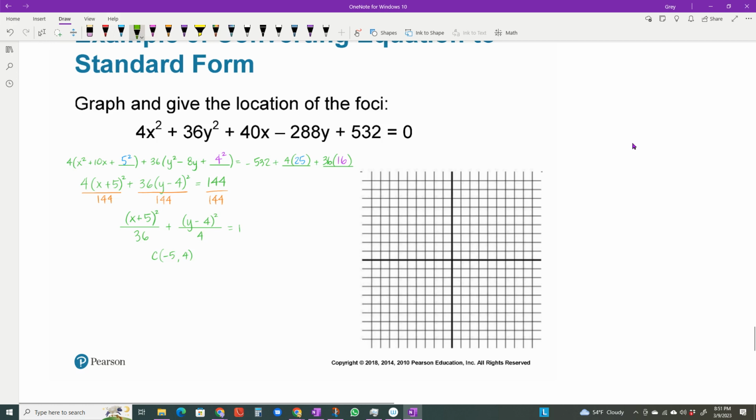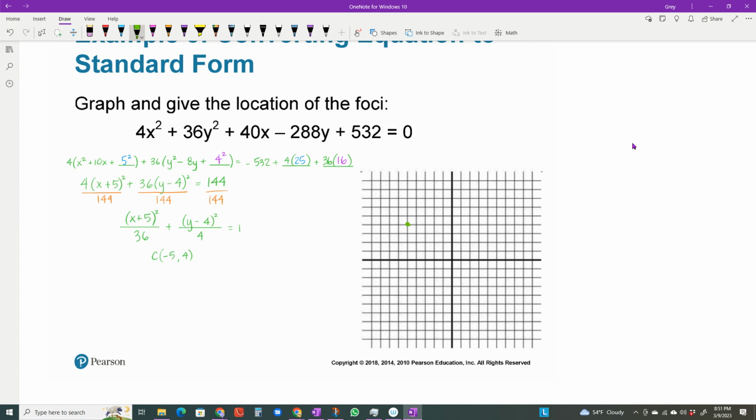So I'm going to go graph that because I'm going to graph it to find the location of my foci. Some of y'all, well, we have to graph it anyway, but some of y'all might prefer to use the formulas, but I have found people make more mistakes with the formulas than using a picture. So if I go over 5, 1, 2, 3, 4, 5 to the left, 1, 2, 3, 4, up 4.